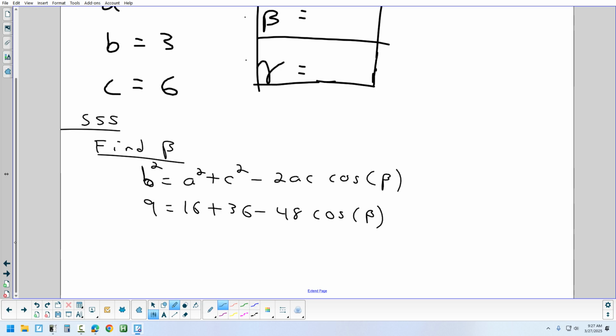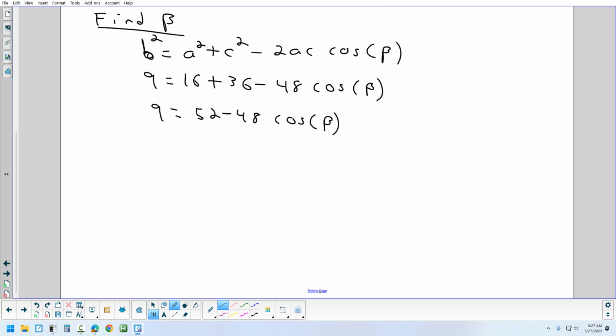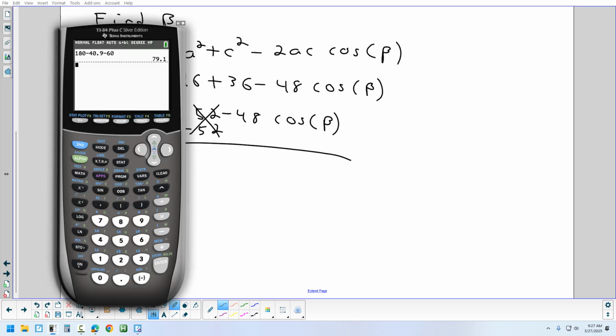Yep. Combine like terms. And what would you get when you combine everything you can on the right side? 52 minus 48 cosine beta. Okay, that looks good. Then you subtract your 52. Okay, so we got 9 minus 52 gives me negative 43.